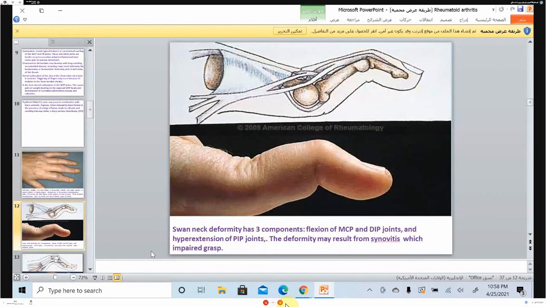This is what's called the swan neck deformity, which has three components: flexion of the metacarpophalangeal joint and distal interphalangeal joint, while we have hyperextension of the proximal interphalangeal joint. So there is flexion of the metacarpophalangeal and distal interphalangeal joint, while there is hyperextension of the proximal interphalangeal joint. The deformity may result from synovitis which impaired grasp.